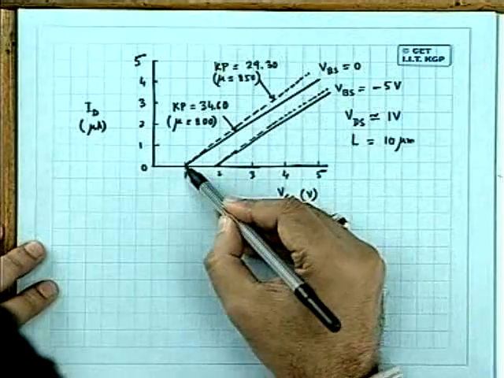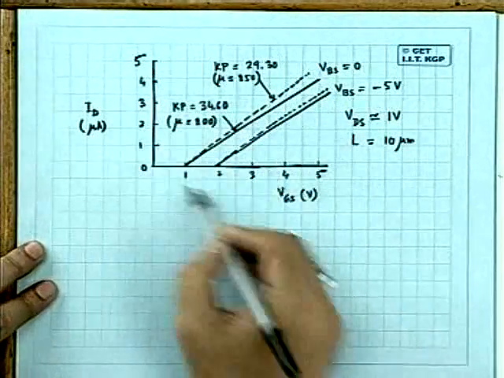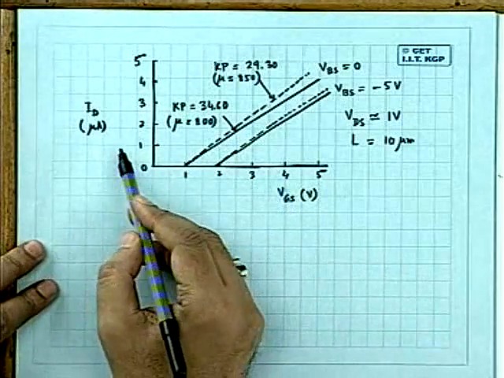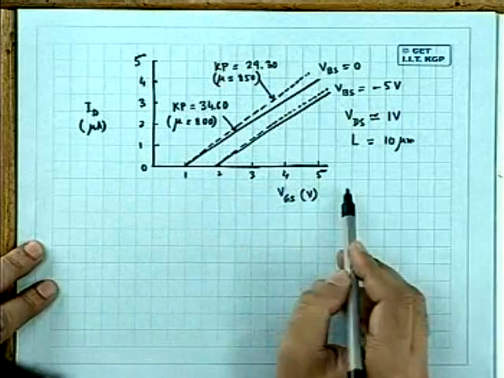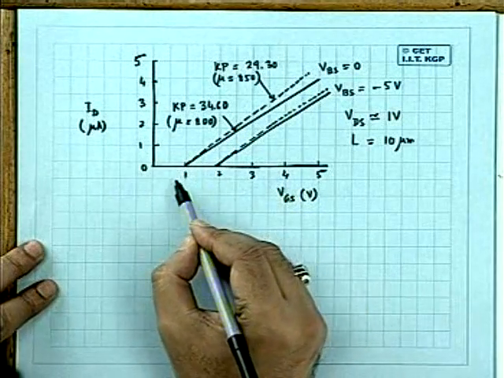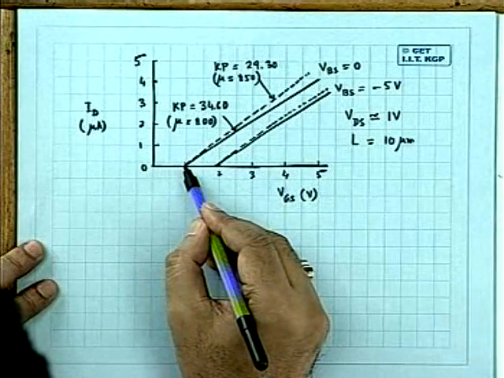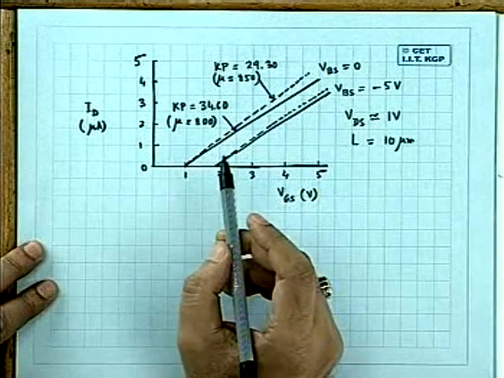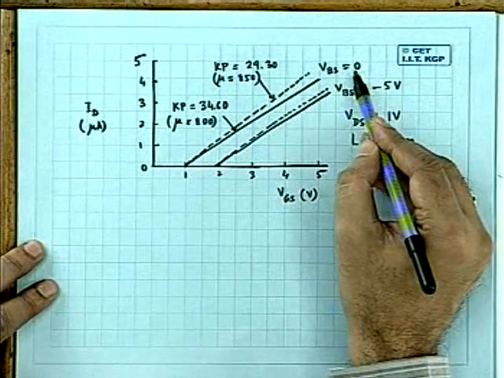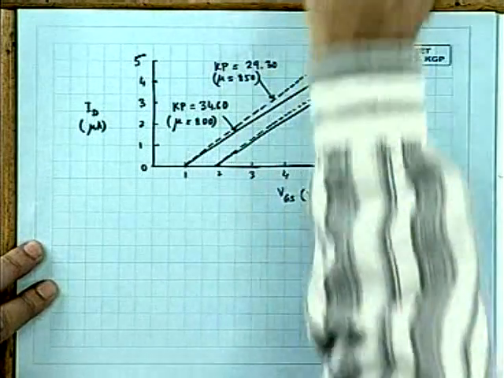It shows a very sharp threshold because it is a linear plot. ID is a linear scale, VGS is also a linear scale, and you find that ID stops flowing at 1 volt, indicating that VTO, this is VBS equal to 0. So VTO is 1 volt, which is the case considered here.